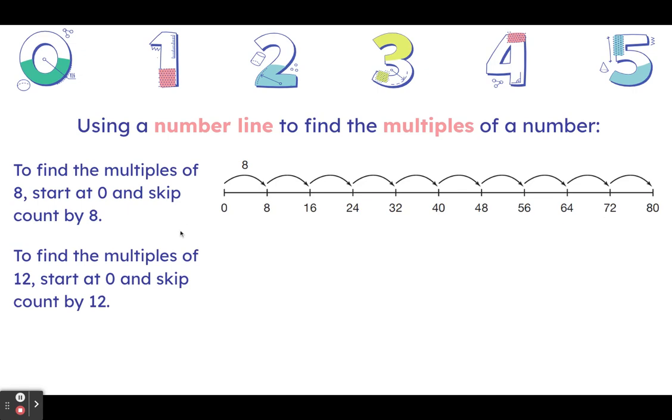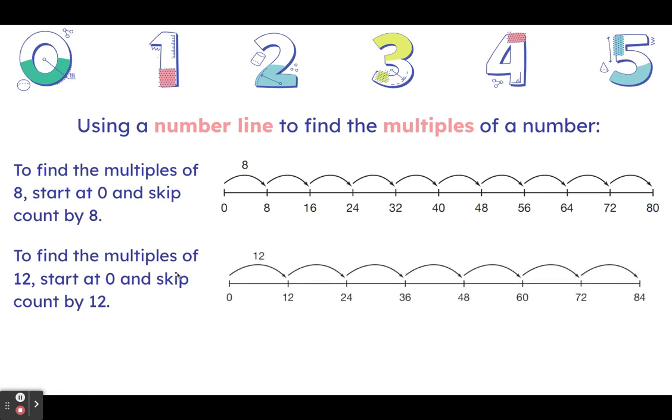And imagine we want to find the multiples of 12. Now we're going to do the same thing. We're going to start at 0 and skip count by 12. 12, 24, 36, 48, 60, 72, 84.